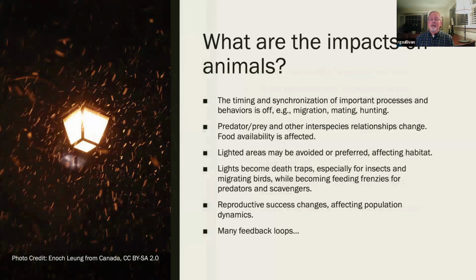So I've talked about a lot of this, so I'll just go through this quickly. The timing and synchronization of behaviors and certain processes for some animals are disrupted. Predator-prey relationships and other interspecies relationships can be changed. That, of course, affects the availability of food.